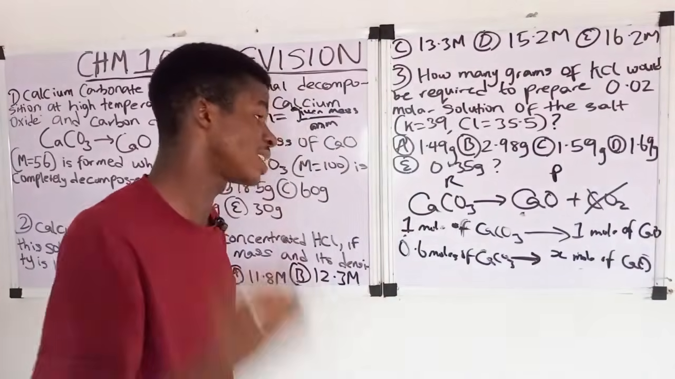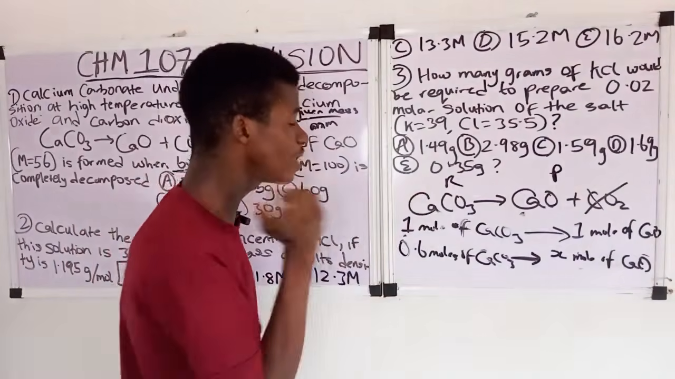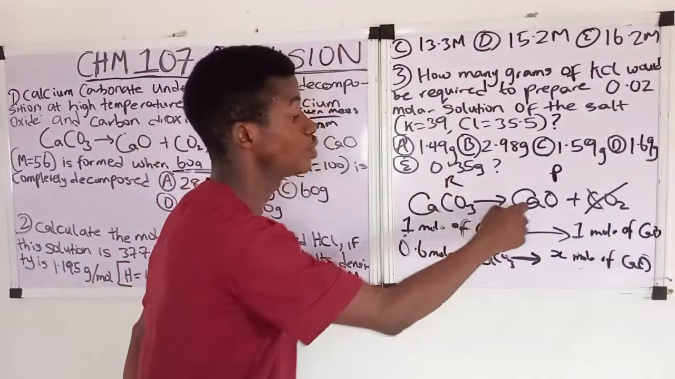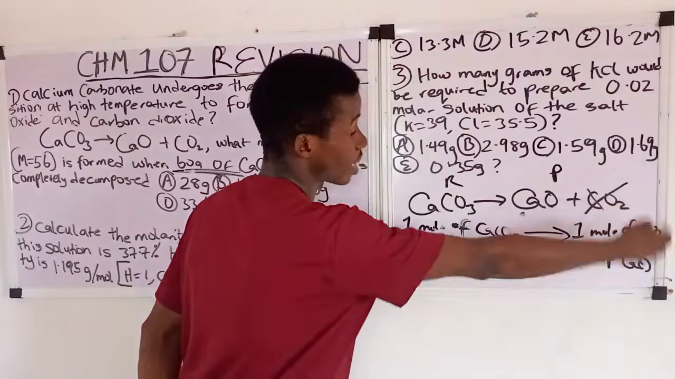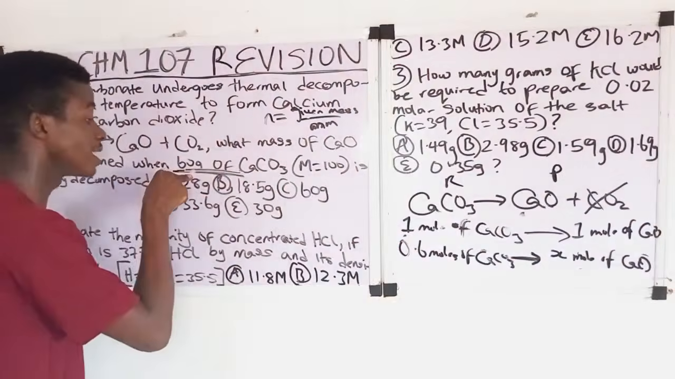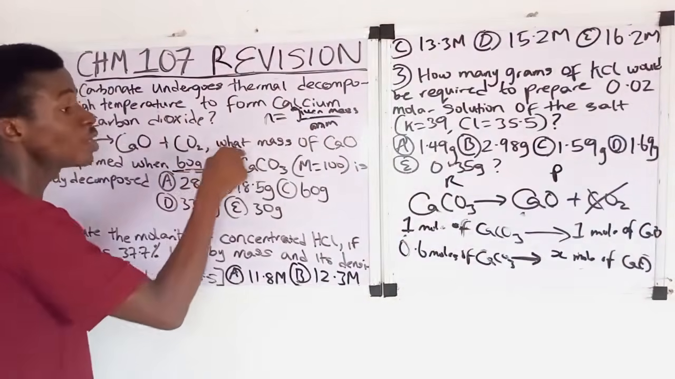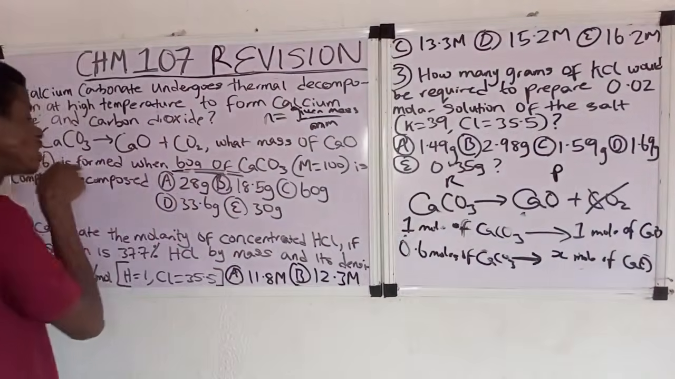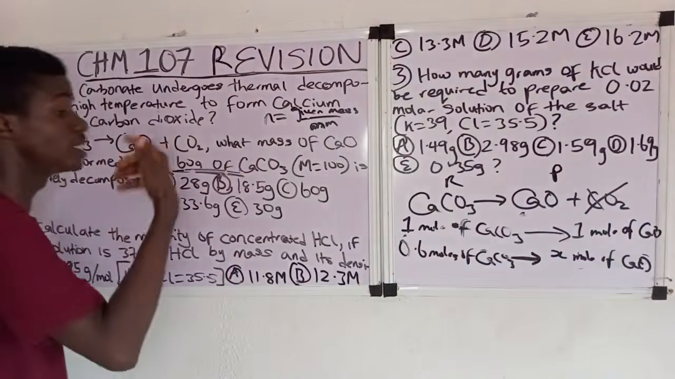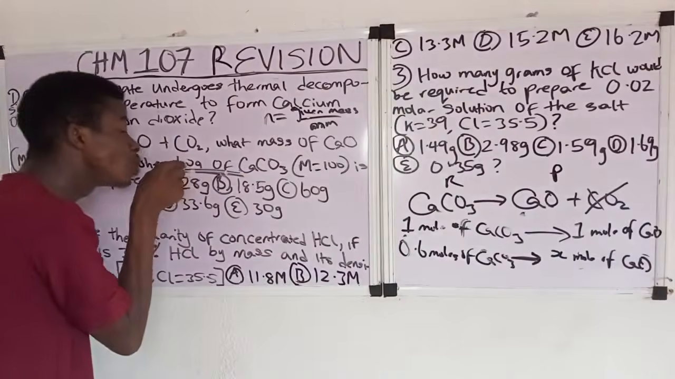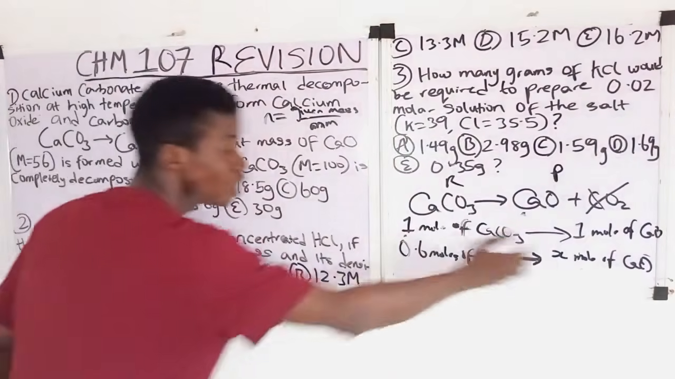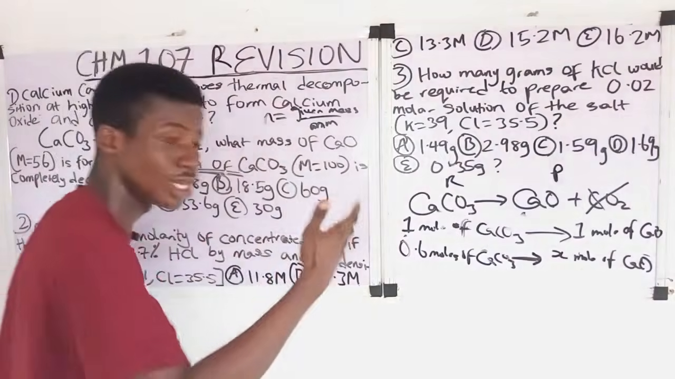From the balanced equation, we find that 1 mole of calcium carbonate produces 1 mole of calcium oxide, right? Then from the question, they asked what mass of calcium oxide is formed when 60 grams of calcium carbonate is completely decomposed. So we need to convert this 60 grams to moles, so that we can use it to solve, because we are using the mole to mole relationship.